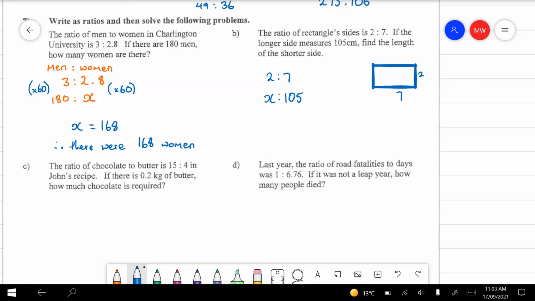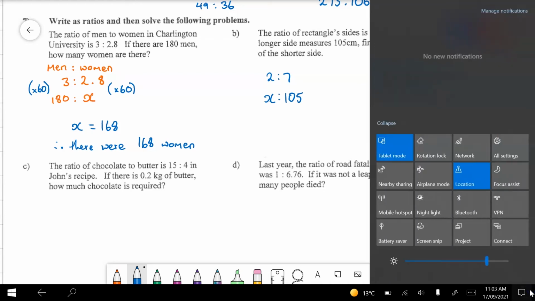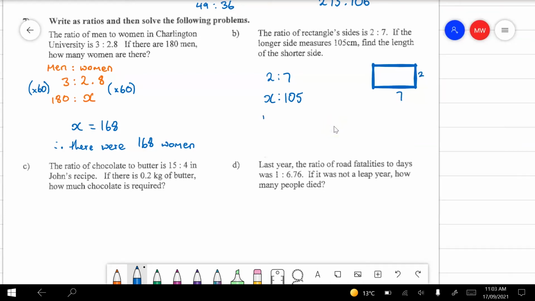Remember, the way that we were doing them earlier is we were saying, well, we turned 7 into 105. If I divide 105 by 7 and multiply that by 2, that will give me what x is, okay? And so that means that x will be 30 centimetres. So therefore, the short side is 30 centimetres. Okay, next one.